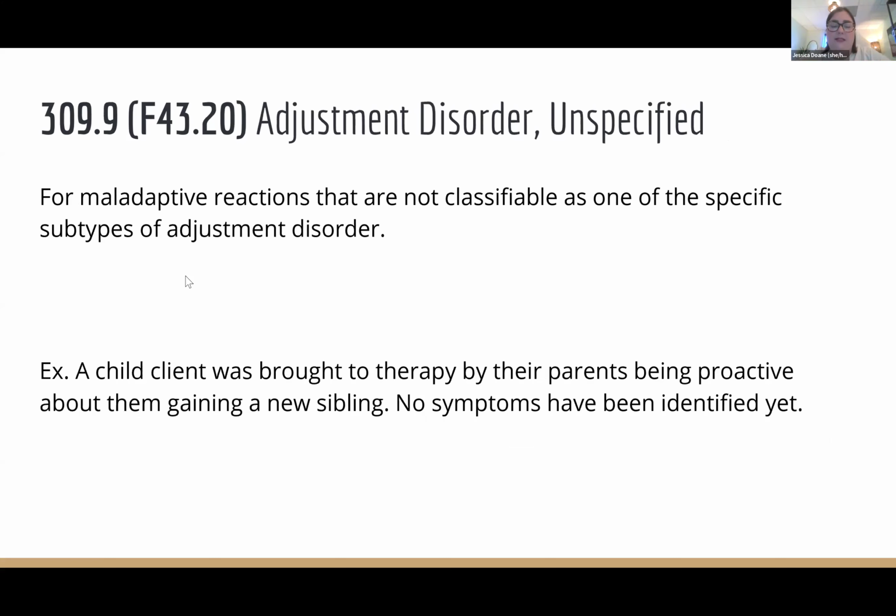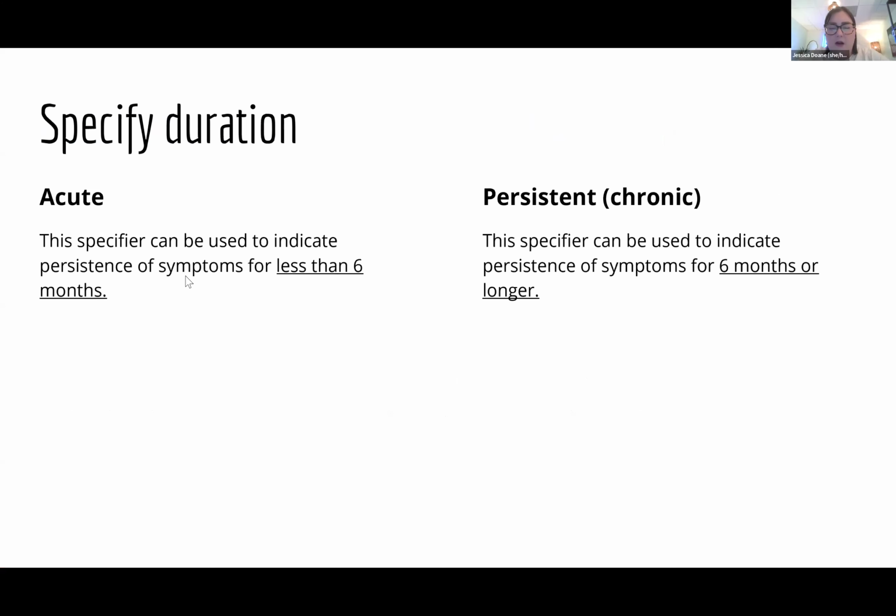Now we are at the unspecified, the last subcategory in the DSM-5-TR, for maladaptive reactions that are not classified as one of the specific subtypes of an adjustment disorder. The example is a child client brought to therapy by their parents, being proactive about them gaining a new sibling. No symptoms have been identified yet, but we are trying to stay ahead of this new stressor coming down the pipeline. What can we do to prepare for that? With the understanding that there may be symptoms as a reaction to that stressor and change. Also, we love a proactive parent, A plus.